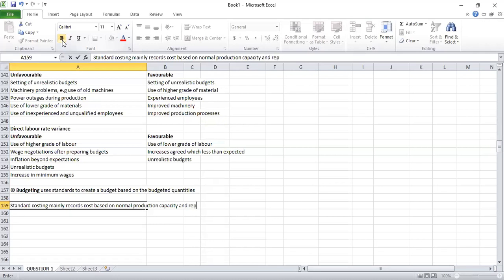And it represents optimal costs under expected operating conditions. So a budget will change depending on the number of units that you want to produce. So we're suiting the standards to the budgeted production, whilst the standards are set based on normal productive capacity of the entity. But we should know that they are related because budgets are created from standards.